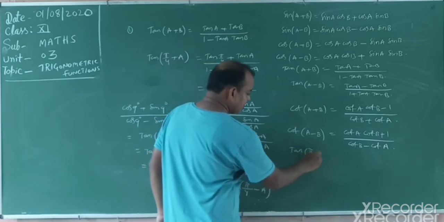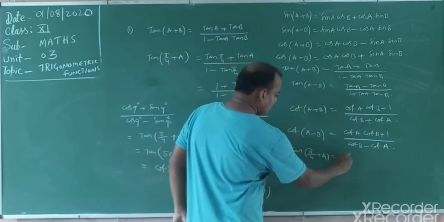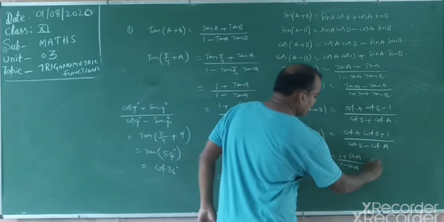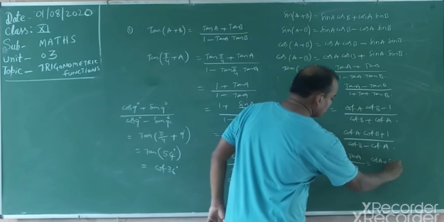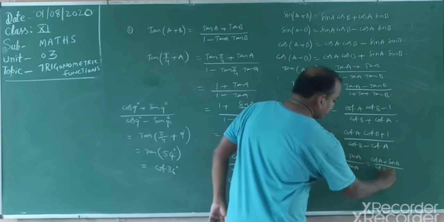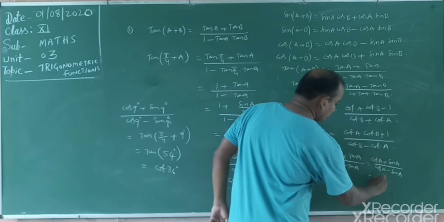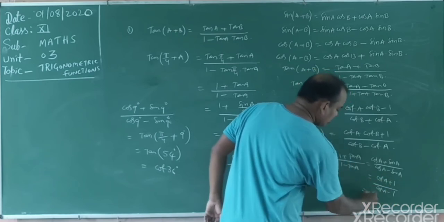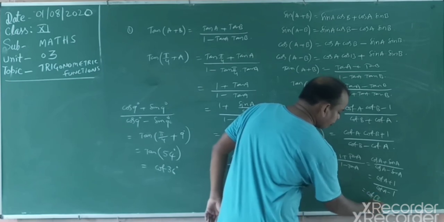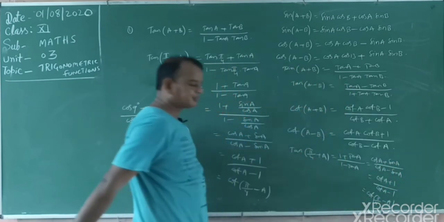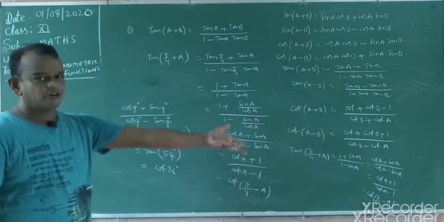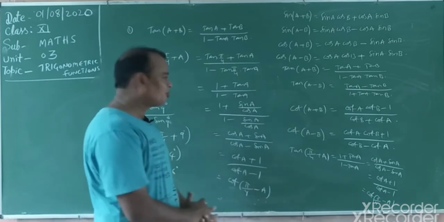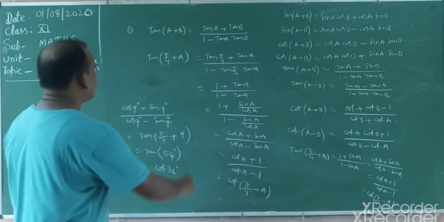Here, tan of pi by 4 plus a is equal to, what is the formula? 1 plus tan a by 1 minus tan a, that equals cos a plus sin a by cos a minus sin a, that equals cot a plus 1 by cot a minus 1, that equals cot of (pi by 4 minus a). So many formulas are there. Yes or no? Yes.